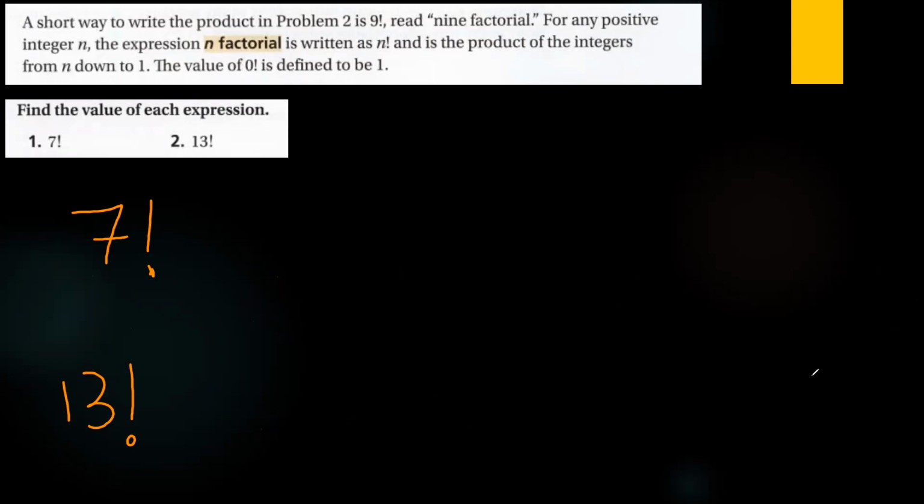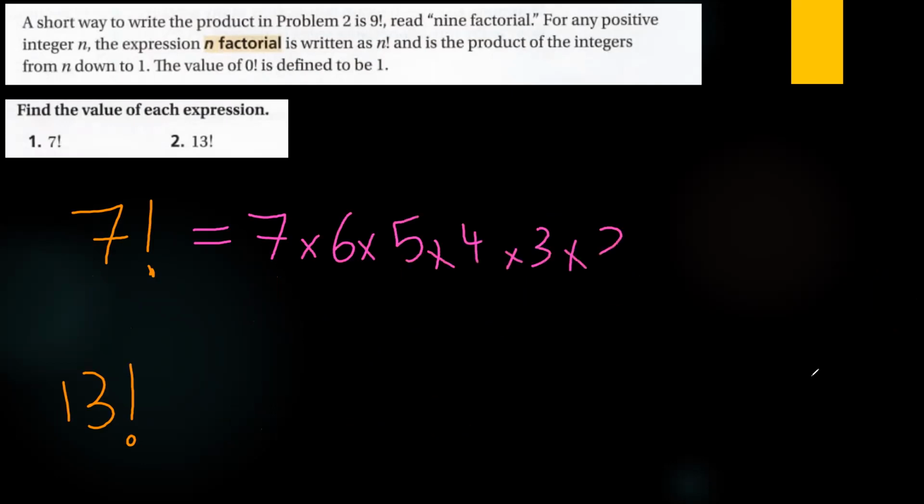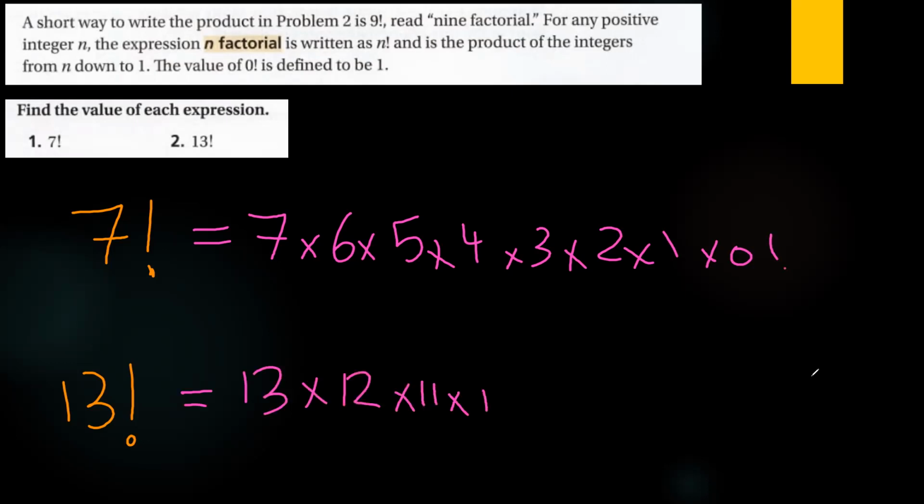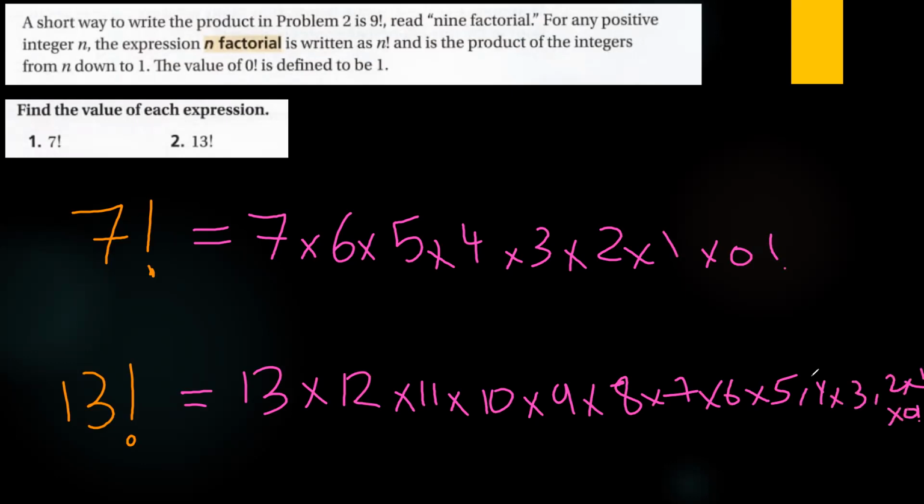How do you find 7 factorial? By multiplying 7 times 6, you have to count back: 5, 4, 3, 2, 1, and 0 factorial. And 13 is 13 times 12, 11, 10, 9, 8, 7, 6, 5, 4, 3, 2, 1, and 0 factorial. But miss, we have wasted a lot of time in order to multiply all of these numbers. So there is an easier way.